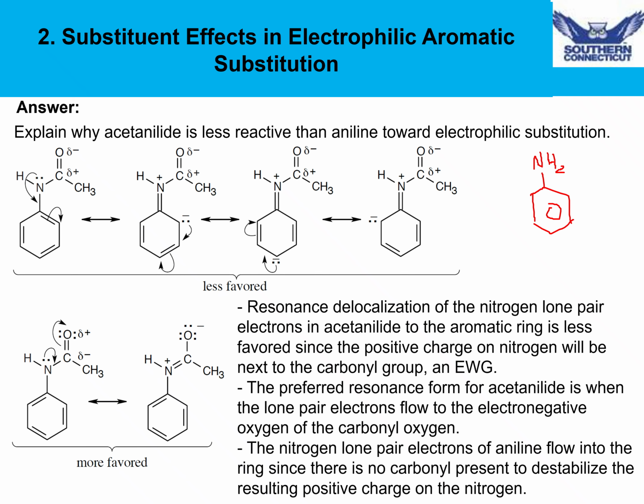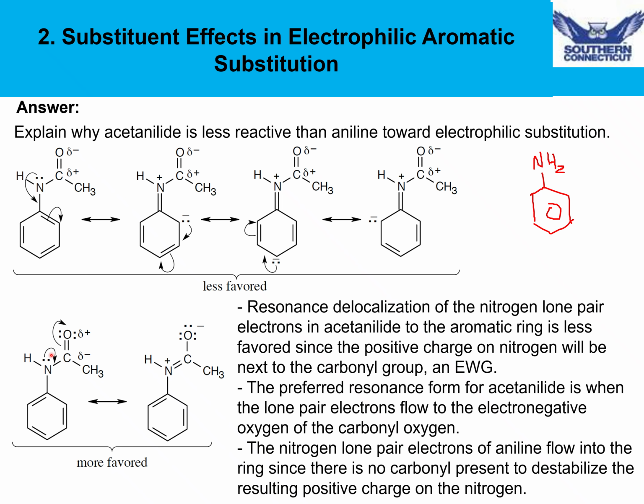Now, there are many ways to explain the difference in reactivity between acetanilide and aniline. One of the ways is that the lone pair on the nitrogen can donate electron density into the ring as shown here, and the negative charge that is created in the ring can be moved around the ring through other resonance structures. We would do something similar with aniline.